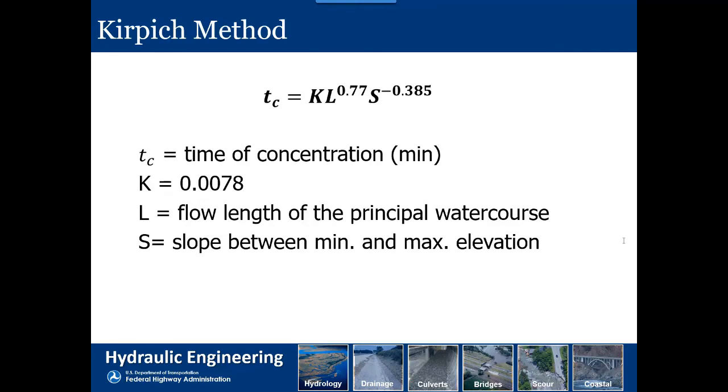And then for the Kirpich method, this is what was originally in there. We still like using it in combination with the Kirby Hathaway method. You'll notice here there's no roughness coefficient. It's not even taken into account. It's just based on 2 factors. It's simply the length and the slope of the watershed.